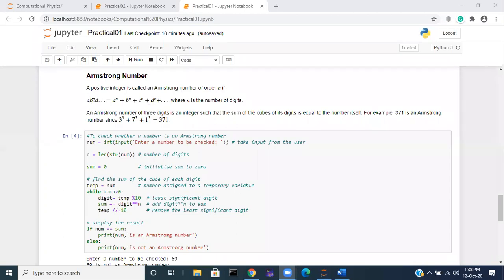Suppose a positive number has n number of digits. Then you take each of the digits, from the most significant digit, raise each to the power n: a to the power n, b to the power n, c to the power n, d to the power n, and so on, and you take their sum.